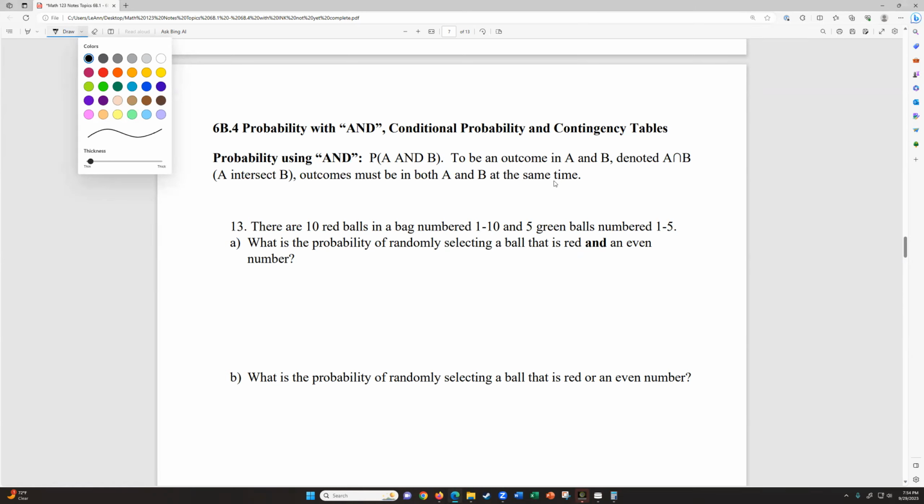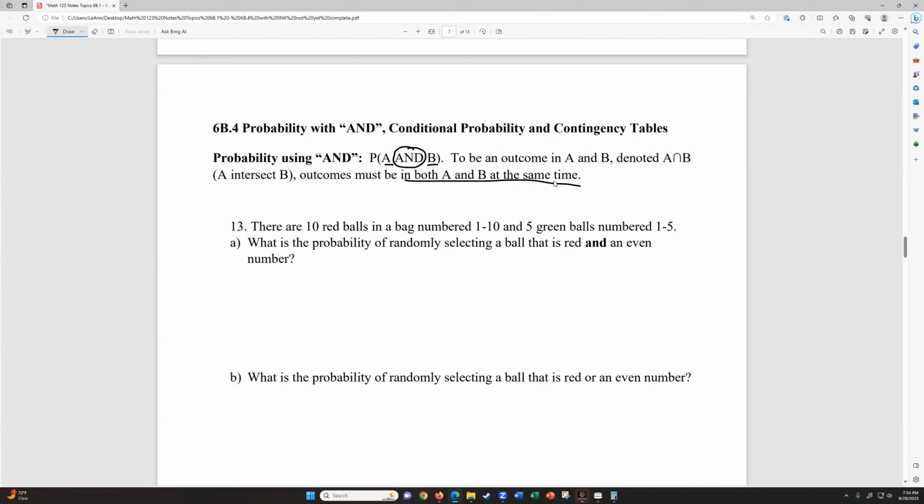So let's talk about this. Probability using "and." Probability of A and B means that you have to be in both A and B at the same time. That's the gist of it. This is the little symbol for that, the overlap, the intersection.